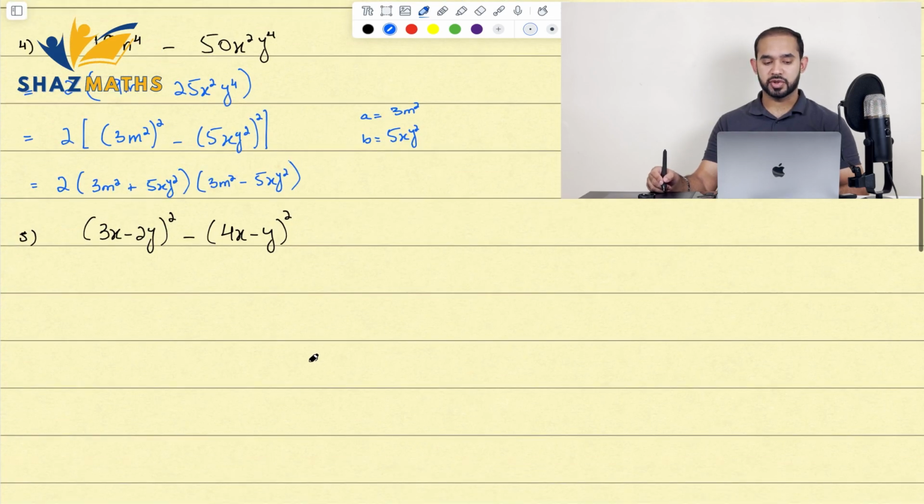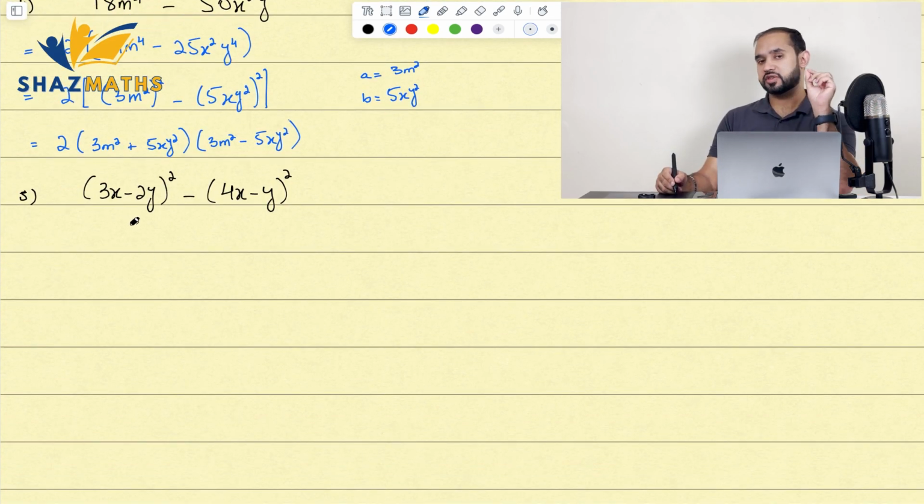Now let's have a look at this example number 5. Remember this, a square minus b square equals a plus b times a minus b. We've studied that that will be applicable whenever there are two terms involved, right? Now that identity can also be applicable whenever expressions are involved that are in the form of a square minus b square. Okay, let's have a look at this example. See over here, I can see if this whole expression is a and this whole expression is b, then that would be a square minus b square, right? So let's just apply the same concept over here.